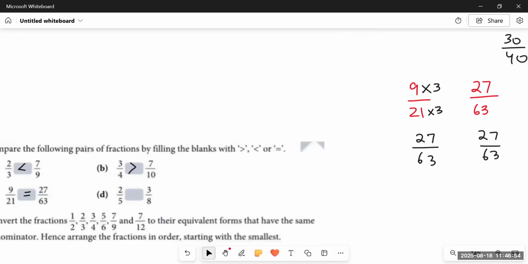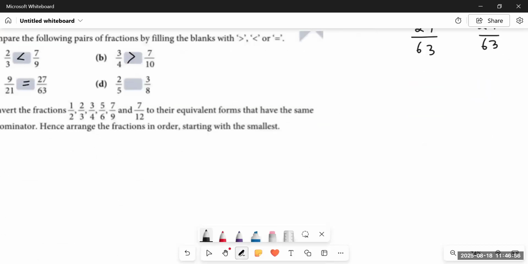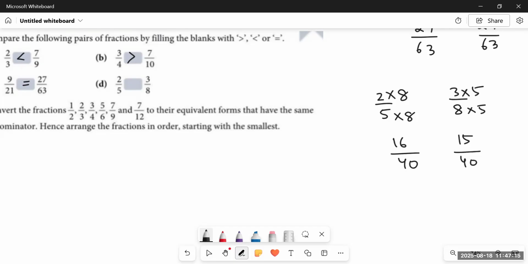Next one is 2 by 5 and 3 by 8. Now we have a set of fractions where the denominators are altogether different from one another. So in this case, we are going to simply multiply 5 by 8 and 8 by 5. By doing so, we will get the same denominators and it becomes 2 8s are 16 by 40, 15 by 40. And now we can compare the two fractions very easily. We can say that yes, 16 is greater than 15. So 16 by 40 would also be greater than 15 by 40.